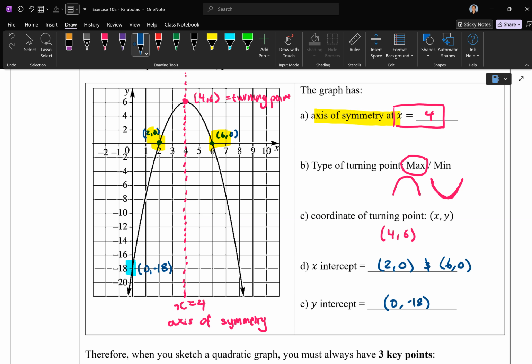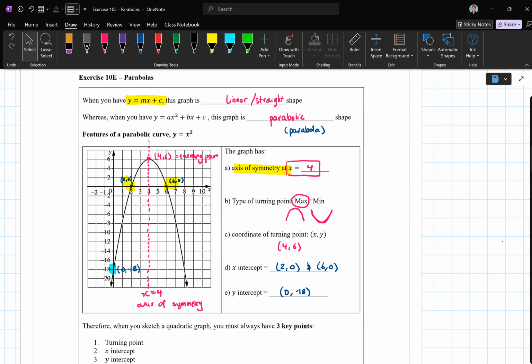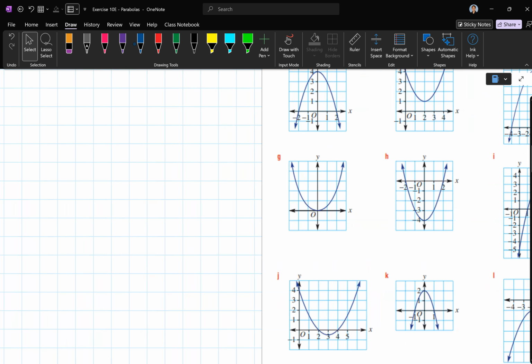So where's my turning point? Where's my x-axis intercept? Where's my y-intercept? And finally, what is my axis of symmetry? And that's what 10E is. So let's have a look at some examples, and you tell me what you see, okay? So these are the notes from the example they gave you. But let's have a look at some examples from your textbook.